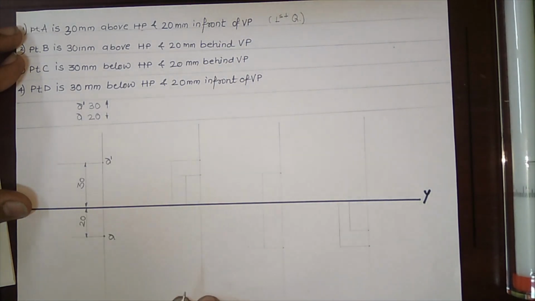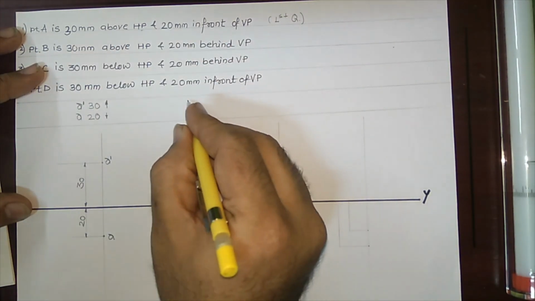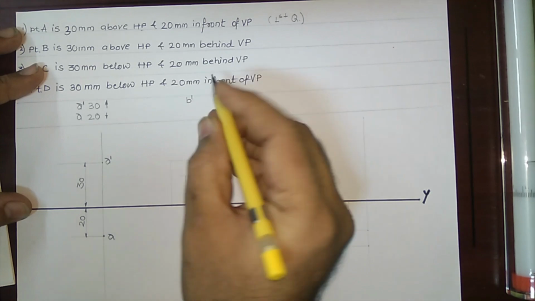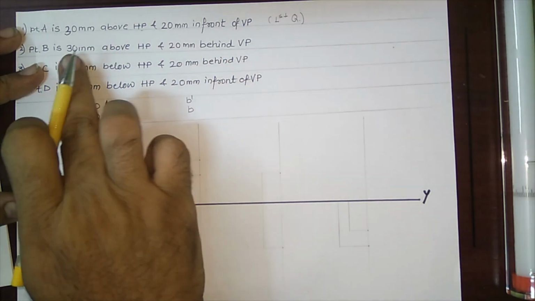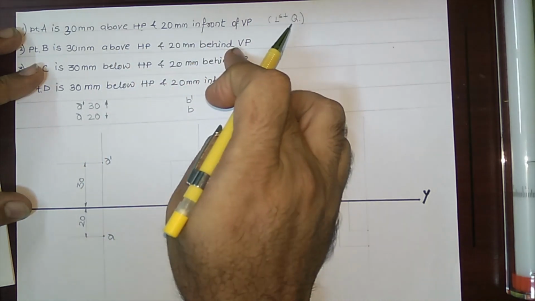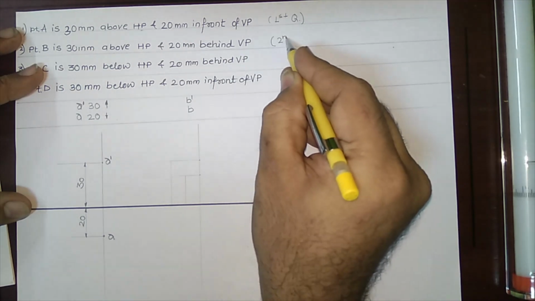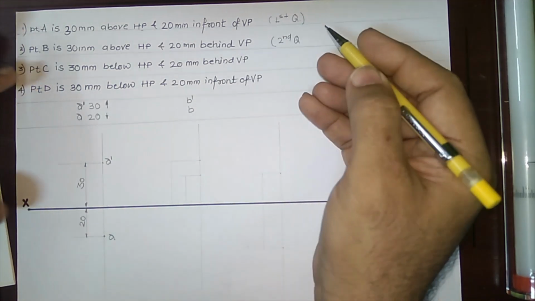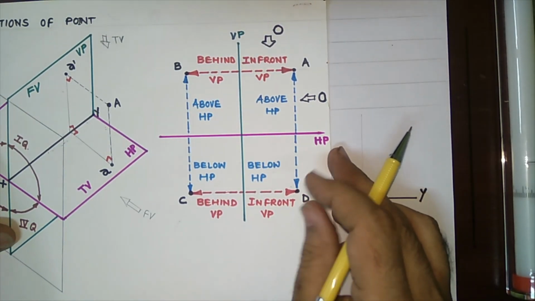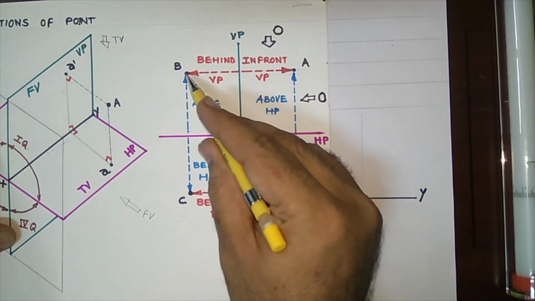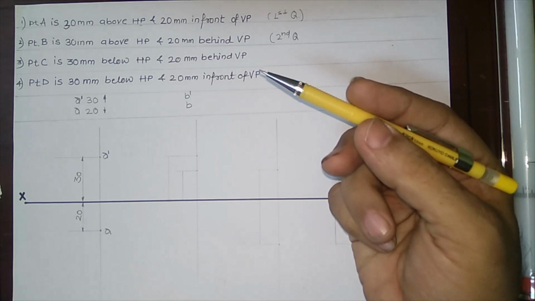Now similarly I will proceed with this part, point B. So the front view of the point B is denoted by B dash. The top view of the point is denoted by B. Now the point is above HP, behind VP. Above HP, behind VP. That point appears in which quadrant? Second quadrant. Okay, just to again remind you, I am just showing you this diagram. Point is above HP, behind VP, second quadrant. Okay, the point appears in second quadrant.